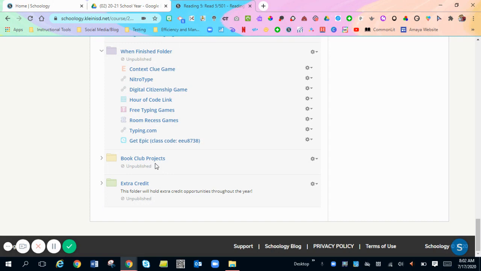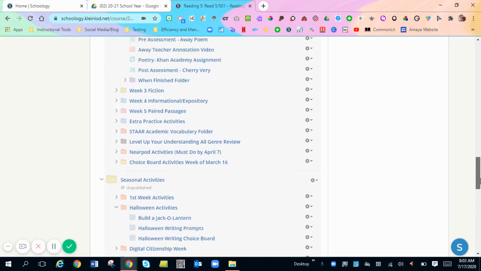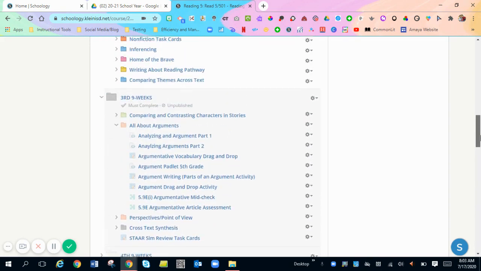And then we did book projects. So I had a folder for book projects, book club projects. Each club had a different folder inside of this folder that was personalized to their book. And then sometimes we would have a little bit of extra credit opportunities, maybe 5 points extra credit, that they were able to complete. So that is a rundown of my reading course from last year.